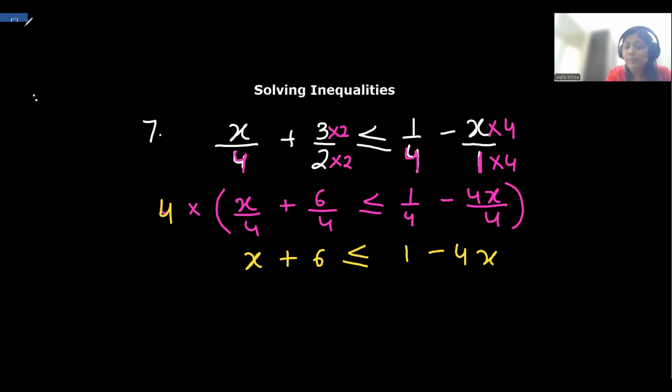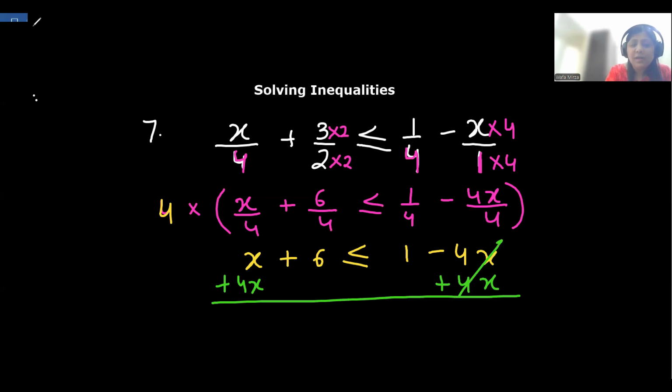Now what can I do? I will collect the like terms on the left side. So I will add 4x to both sides. If I add 4x to both sides, I will get 0 here. x plus 4x is 5x plus 6 is less than or equal to 1. Then I will subtract 6 from both sides because I want to get rid of the 6 also.